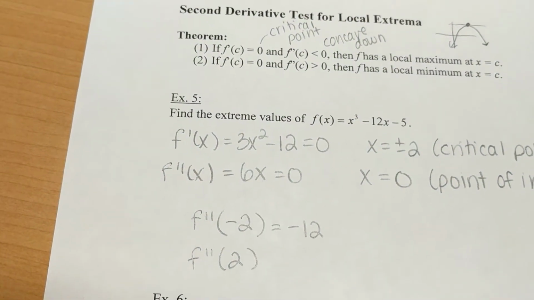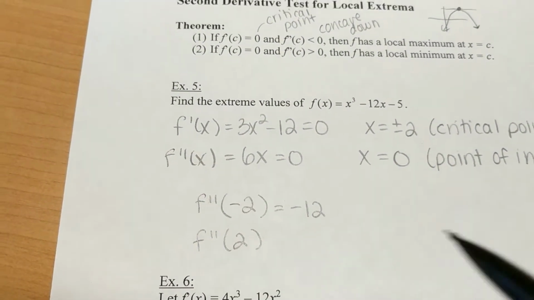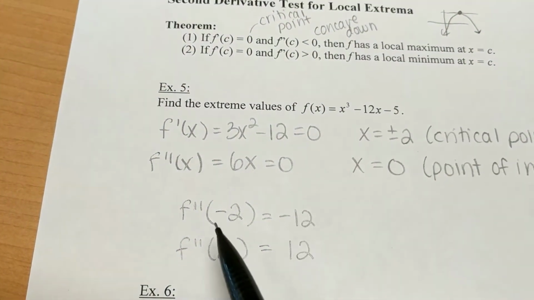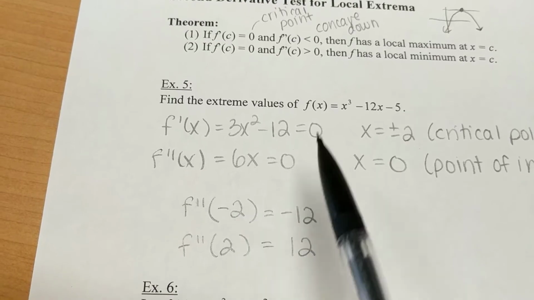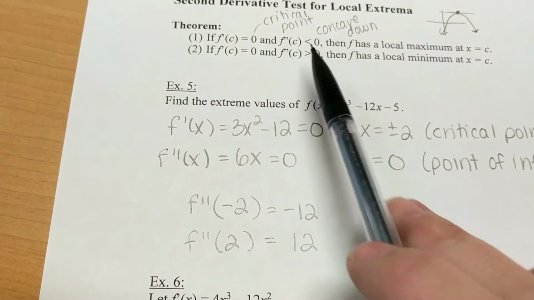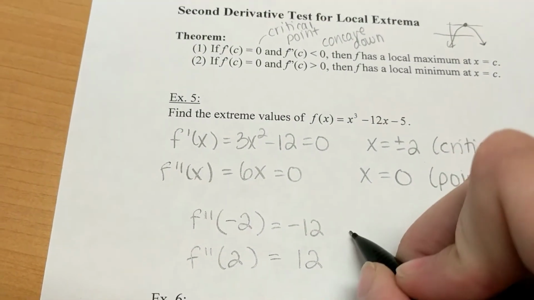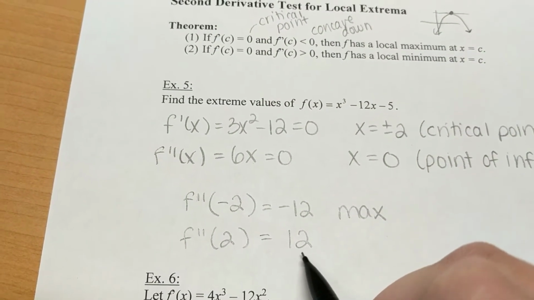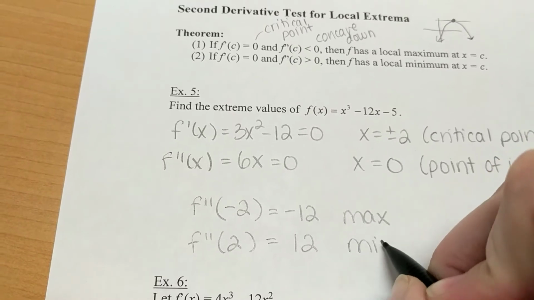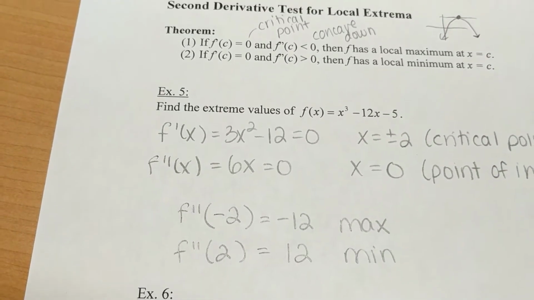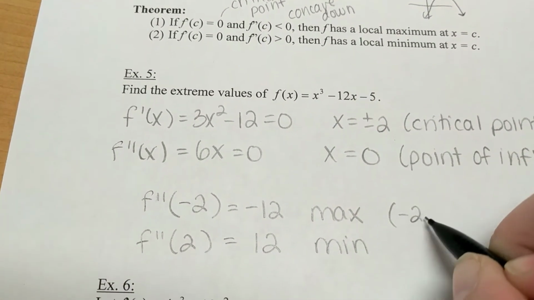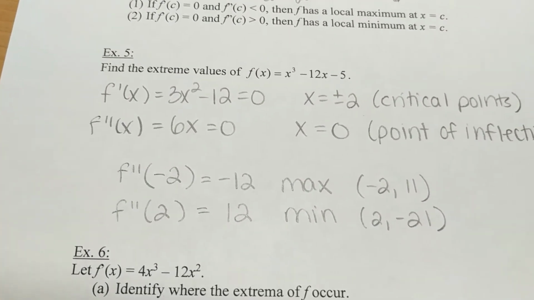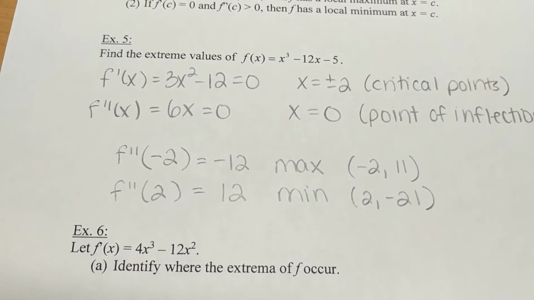6 times negative 2 is negative 12. 6 times positive 2 is 12. So according to this definition, if my second derivative is negative, that guarantees that I have a max. And my second derivative was positive, that guarantees I've got a min. So I can rewrite those ordered pairs by plugging back into the original equation.